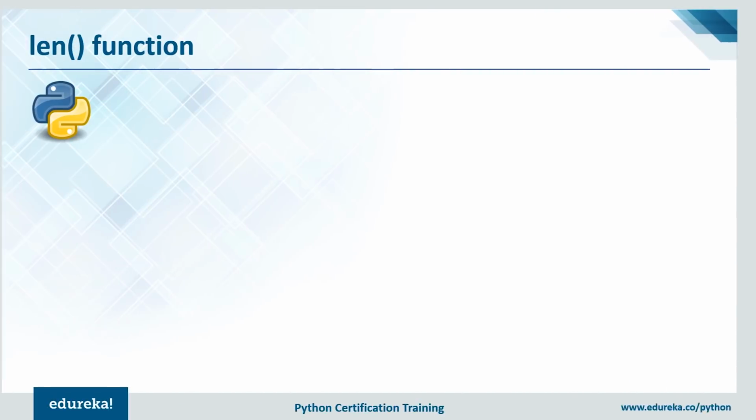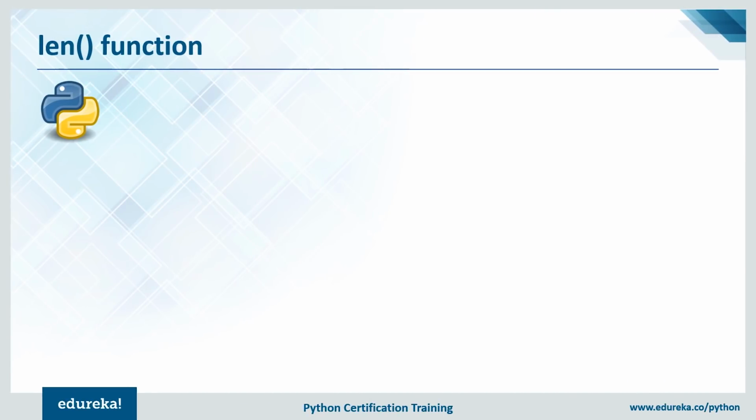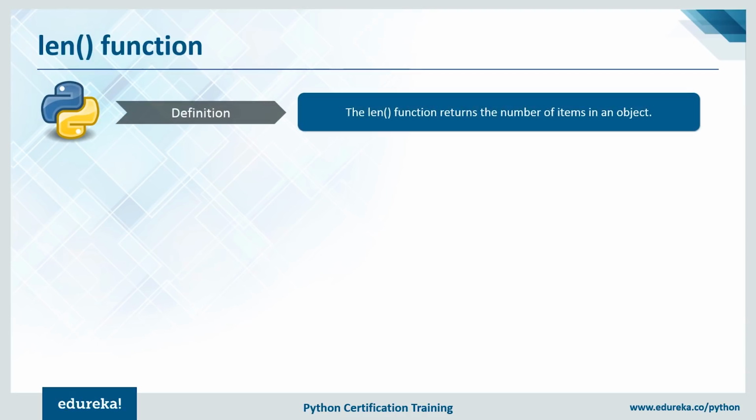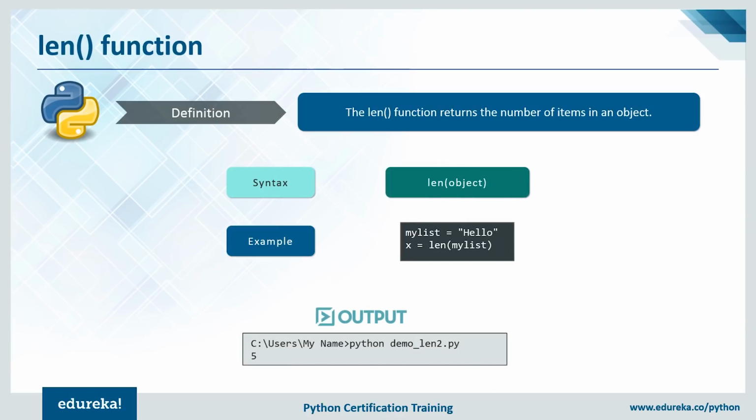The next function I have for you guys is the length function, shortly called len. Guys, the length function returns the number of items in an object. When an object is a string, the length function returns the number of characters in that string. Check out the syntax: len of object, right? Again, object is definitely mandatory here because we need to know what we're trying to find the length of. It can be a string, a generic object, a sequence, or even a collection.